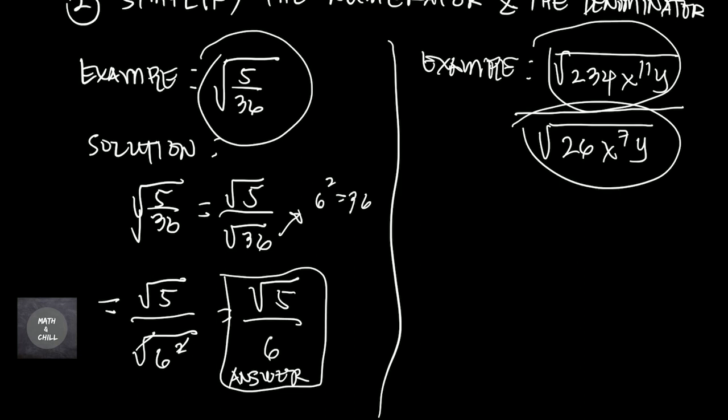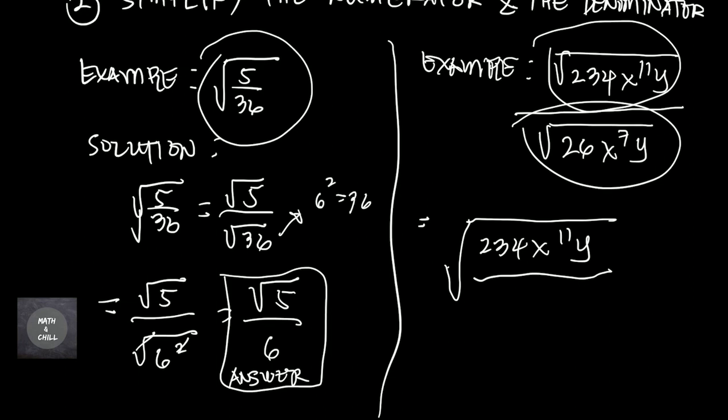So, pag naa na siya, nag-involve na siya og variable, atong i-simplify first by i-combine nato sila. Combine. Mahimo na siyang square root of 234 x to the 11 y over 26 x to the 7 y. So, i-combine nato sila una, before nato siya i-simplify separately. So, i-simplify na nato.